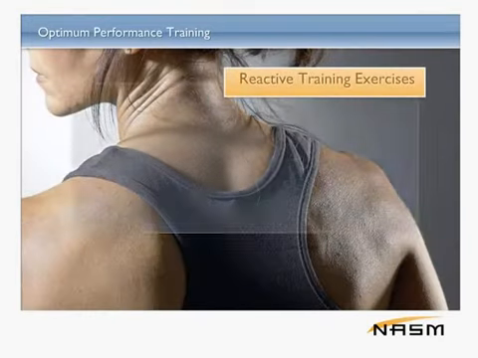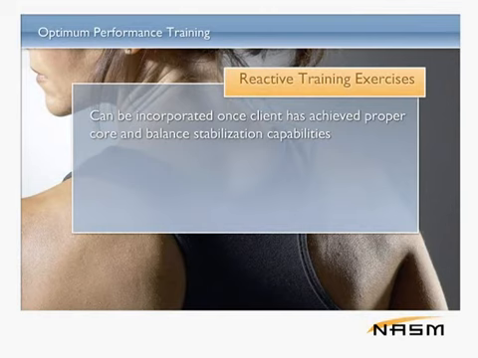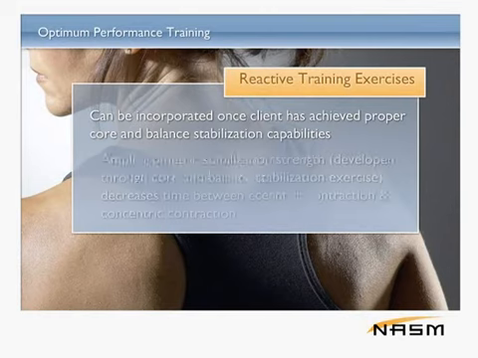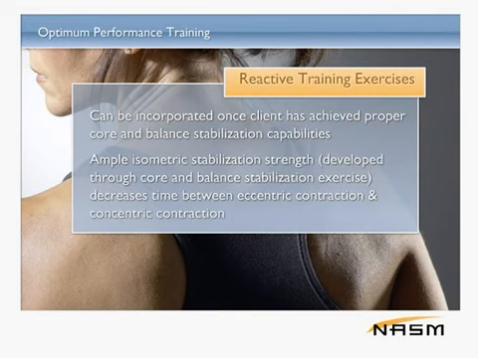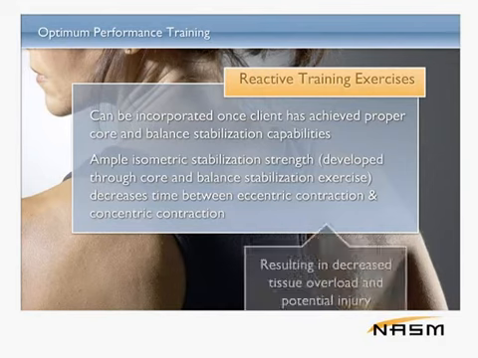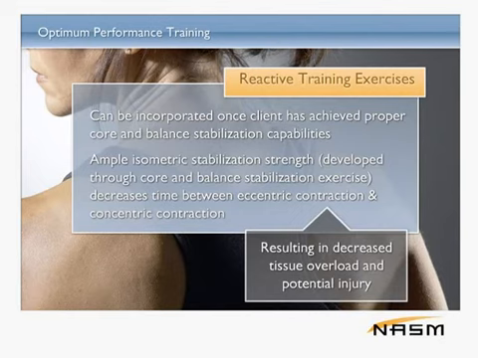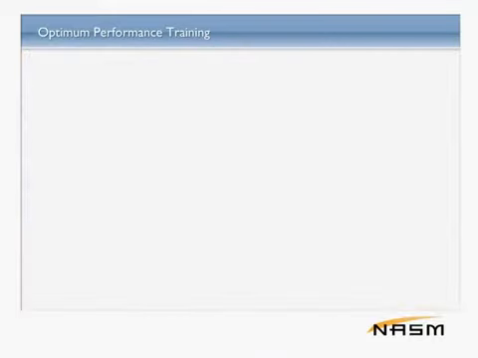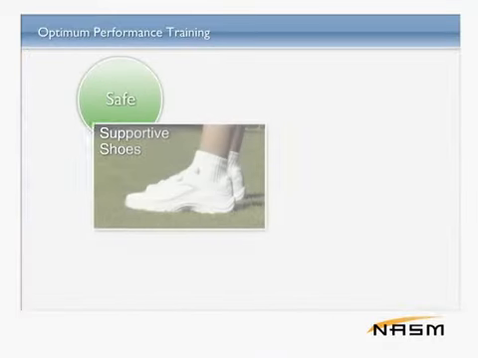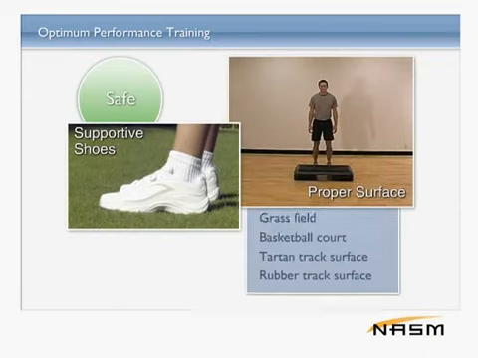Reactive training exercises are a progression that can be incorporated once a client has achieved proper core and balance stabilization capabilities. Ample isometric stabilization strength, developed through core and balance stabilization exercise, decreases the time between the eccentric contraction and concentric contraction, resulting in decreased tissue overload and potential injury when performing reactive training. Exercises must be safe, done with supportive shoes, performed on a proper surface, and progressive.